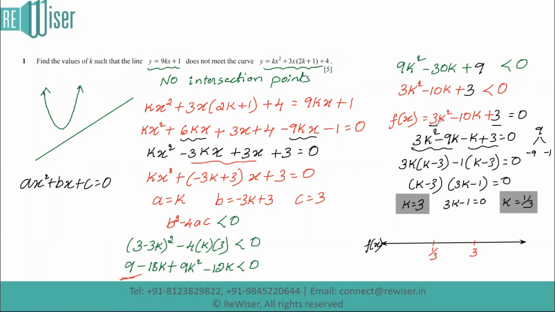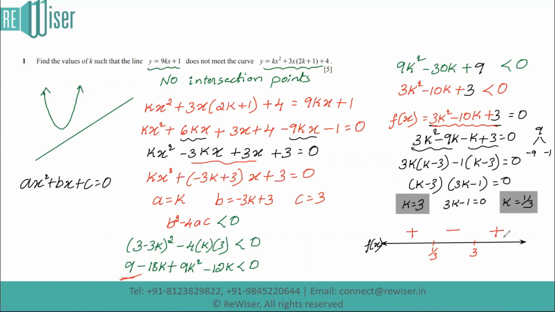And clearly we know that the coefficient of k² is positive. So that means the parabola would be concave upwards, or facing upwards. I'm talking about the graph of 3k² − 10k + 3, not the graph of the original equation. The graph of this one would be concave upwards, so here it would be positive, here it is negative, and here it is positive.